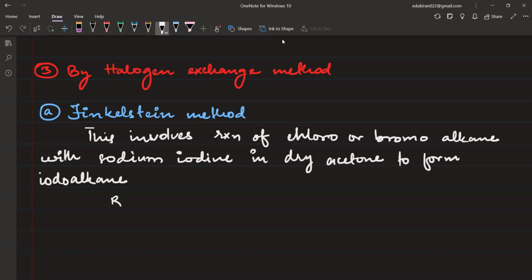So if we have RX and you react it with sodium iodide in the presence of dry acetone. Acetone is a liquid. Dry acetone means acetone in the absence of water. There should be no water. Why? Because we have sodium, and sodium and water burst out if you add sodium into water. So RX with sodium iodide gives RI, alkyl iodide, plus NaX.